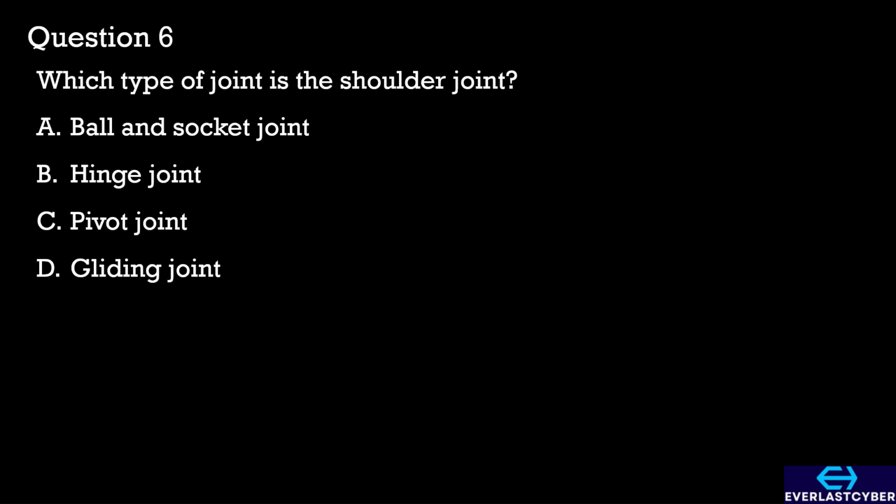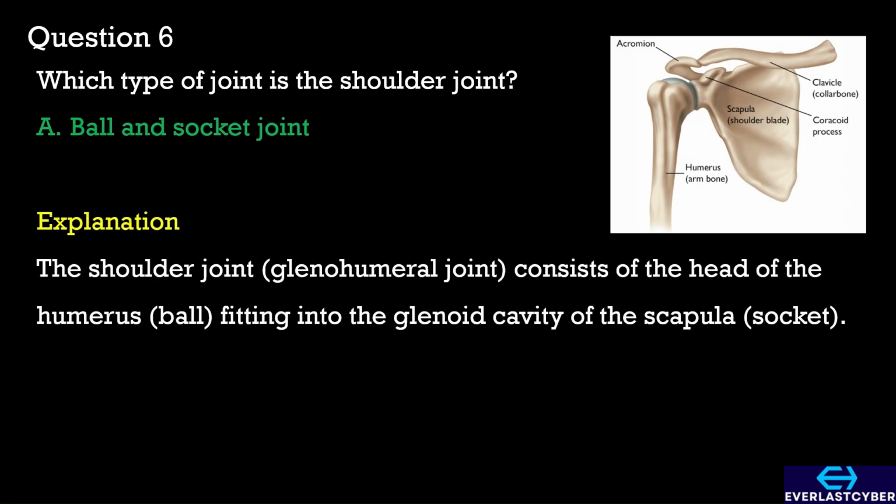The gliding joint allows for sliding movements. So, for example, in the wrist bones, you have the gliding joints. So, out of these options, our answer is option A. The shoulder joint is the ball and socket joint.